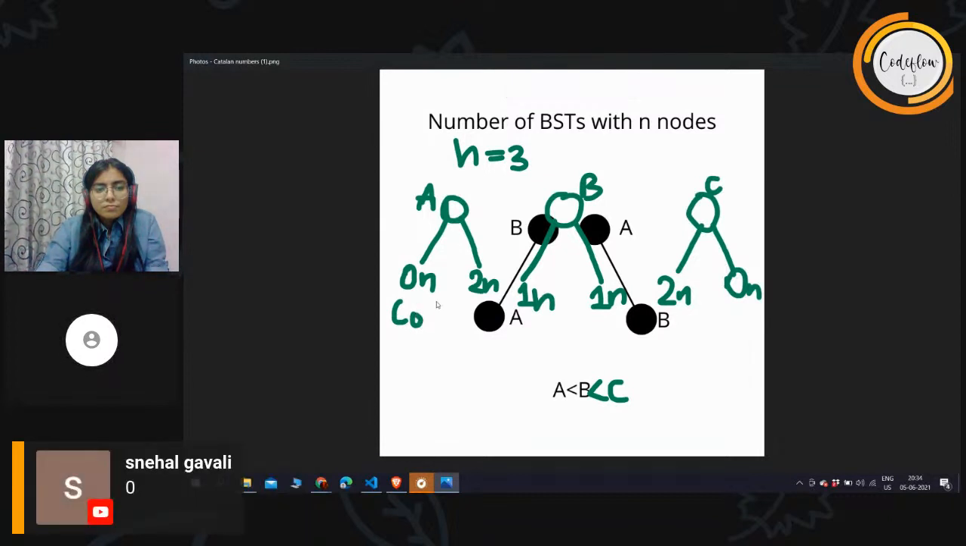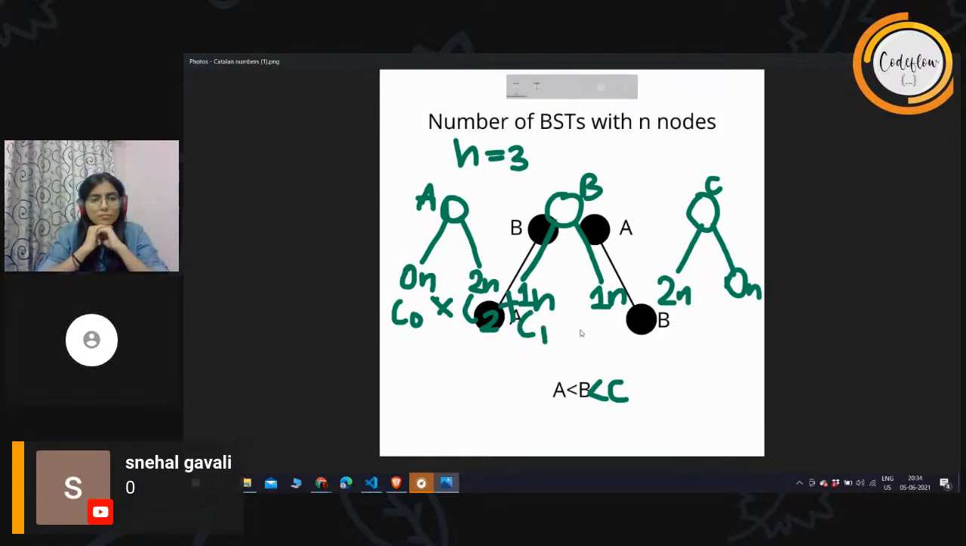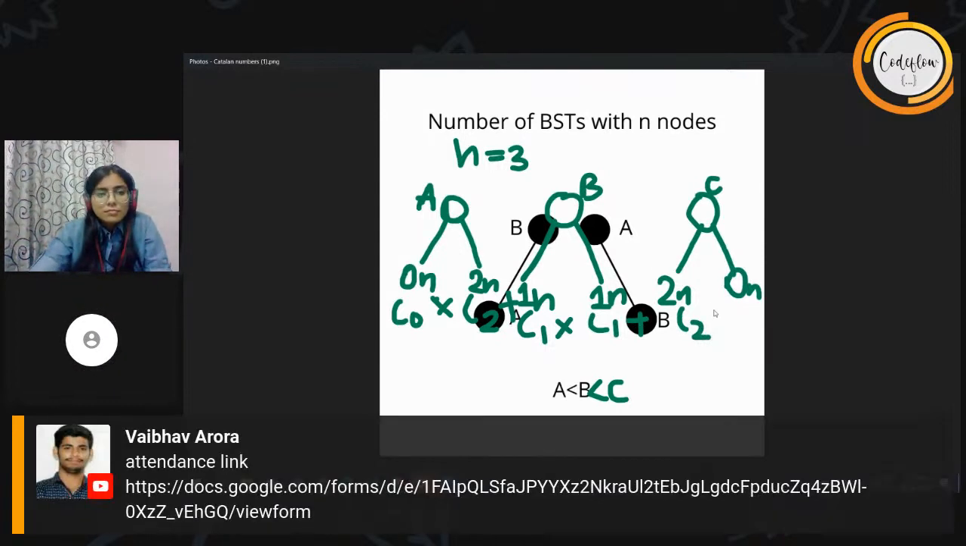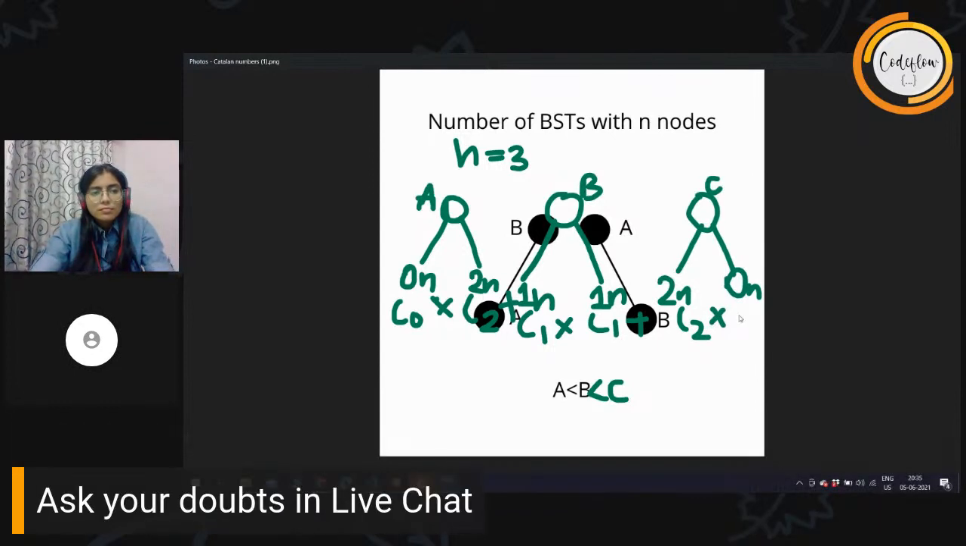C0 into C2, right? Plus, since it is a different tree, you just write C1 and C1 multiply. Plus, since it is a different tree, there are 2 nodes here, so C2 into C0. Can you tell me what series these Cs are forming? If you see it, can you tell me which Catalan number series is being formed? Which Catalan number is this?